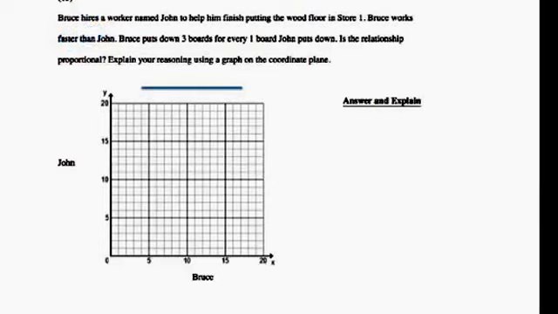Bruce hires a worker named John to help him finish putting the wood floor in store 1. Bruce works faster than John. Bruce puts down 3 boards for every 1 board John puts down. Is the relationship proportional? Explain your reasoning using a graph on the coordinate plane.